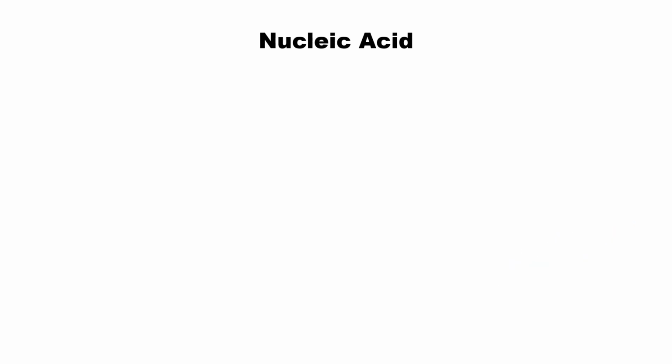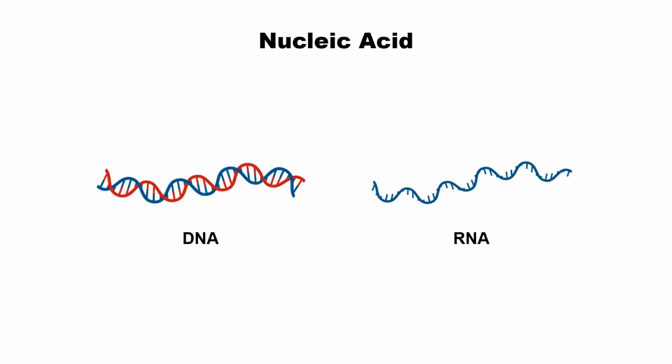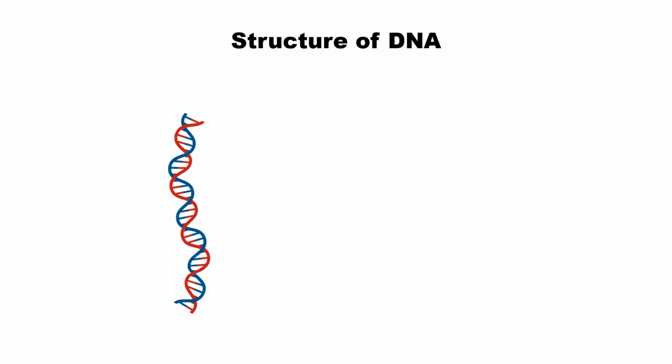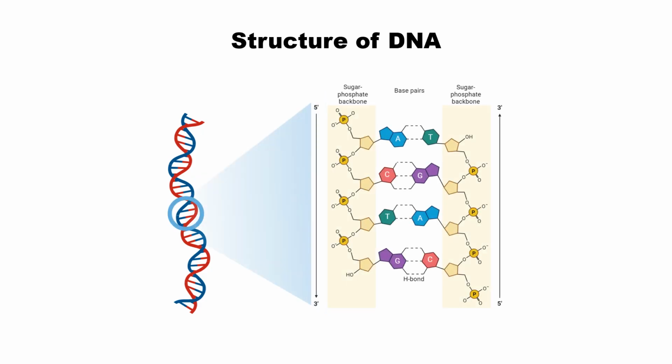Nucleic acids. Nucleic acid has two forms. One is the DNA, the other one is the RNA. The structure of DNA is a double strand structure, and the two strands of DNA face each other through so-called Watson and Crick base pairing.